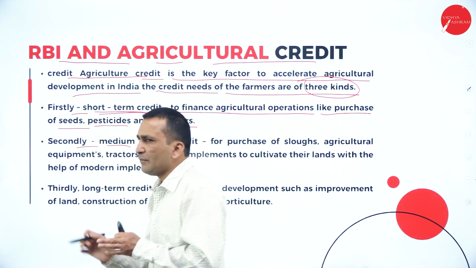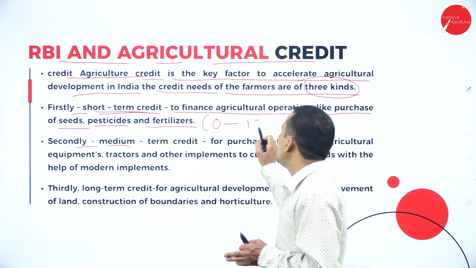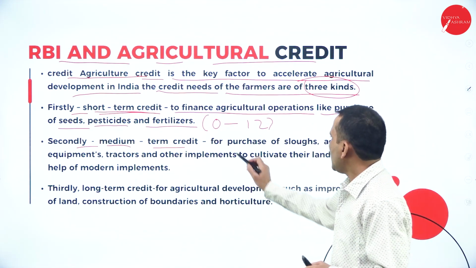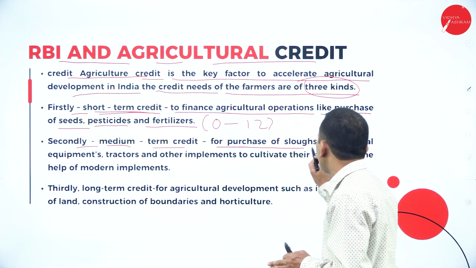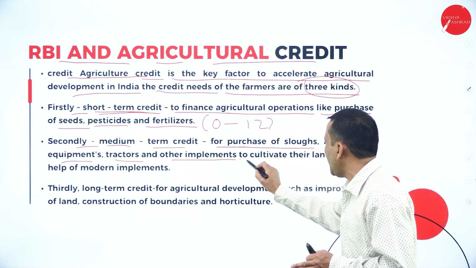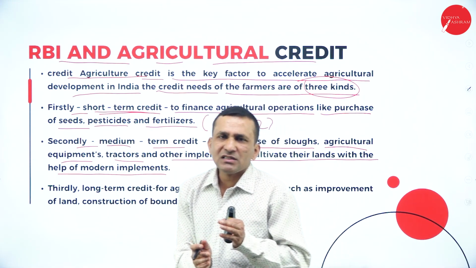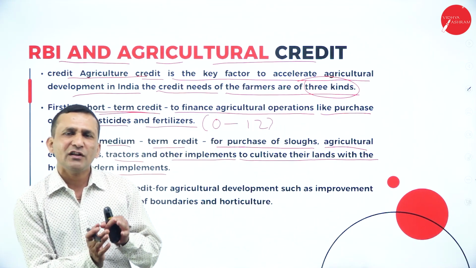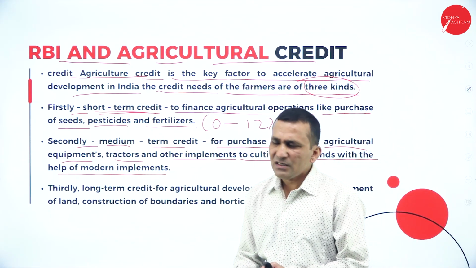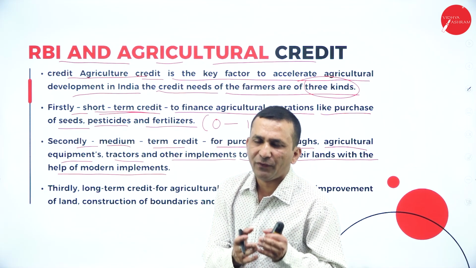And the second one, medium term. The term for short term is fixed, and we can call it 0 to 12 months. Medium-term credit is required by farmers for the purchase of agricultural equipment, tractors and other implements to cultivate land with the help of modern implements. Because farmers do not depend only on short-term credit; they also want equipment and other supporting equipment, so obviously they expect to benefit from the RBI.